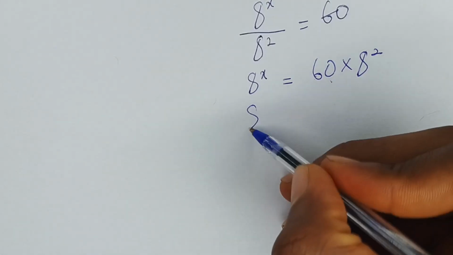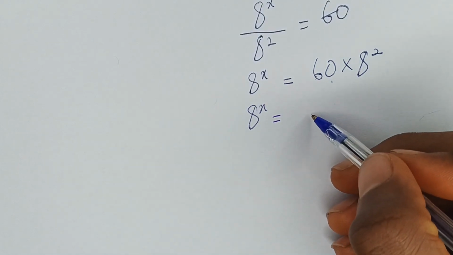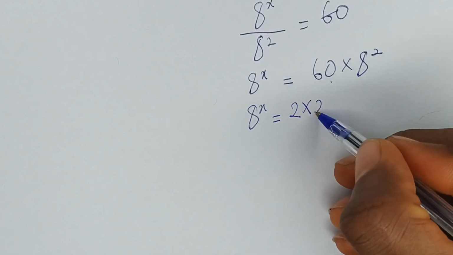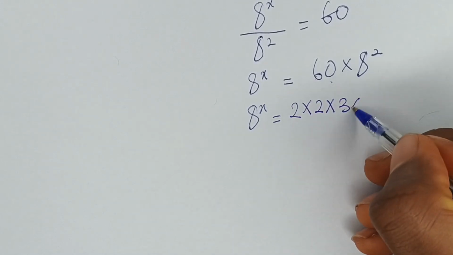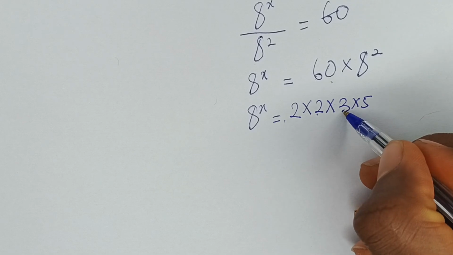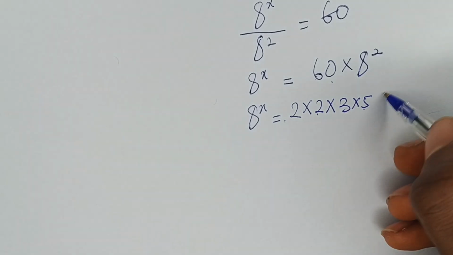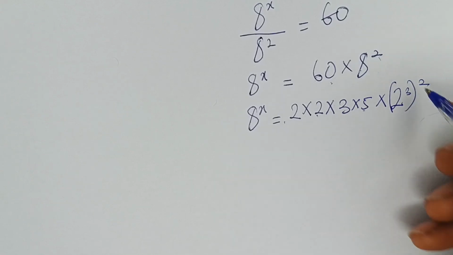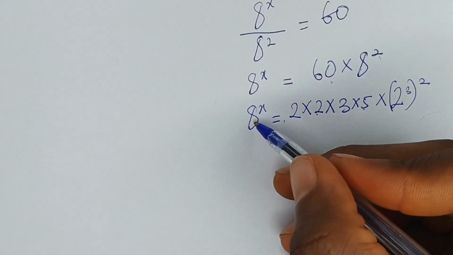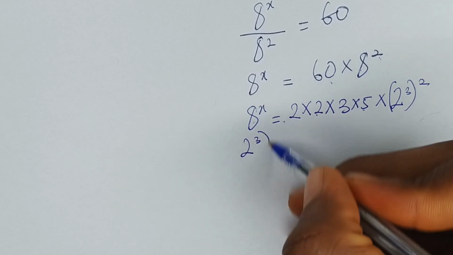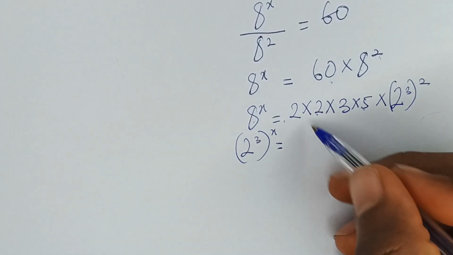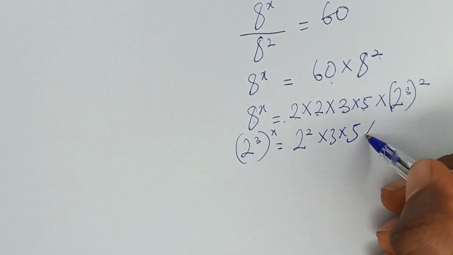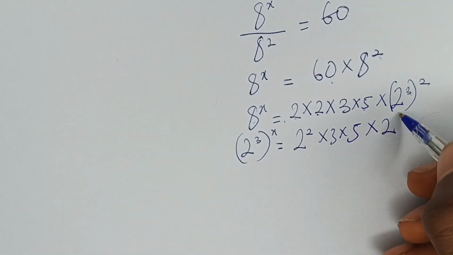Moving on from here, we now have that 60 can be re-expressed to be equal to 2 times 2 times 3 times 5. Okay, 2 times 2 is 4, 4 times 3 is 12, 12 times 5 is 60. Times 8 squared, which can be expressed as 2 raised to the power 3, all raised to the power of 2. Now, 8 on the other hand can also be expressed as 2 raised to the power 3, so 2 raised to the power 3, all raised to the power x, is equal to 2 times 2, which is 2 squared, times 3 times 5 times 2 raised to the power 3 raised to the power 2, which is 2 raised to the power 6.